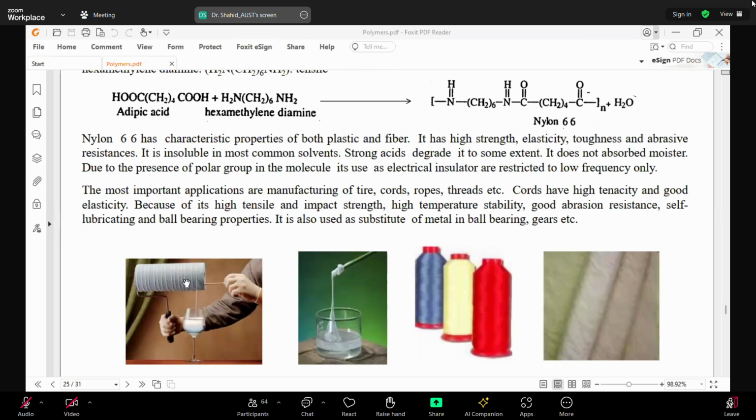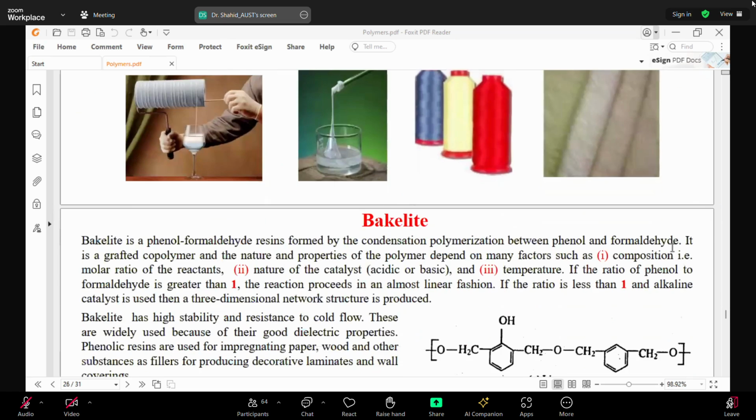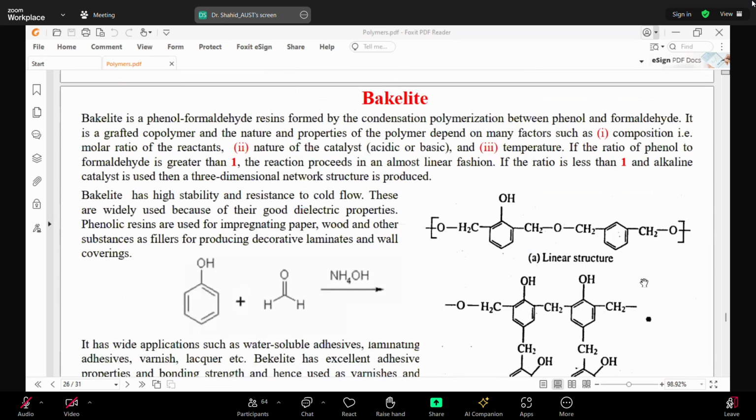These types of polymers, which have high strength and toughness, will be used for the preparation of these types of articles. Okay, and another example is bakelite plastic. This is also important. Bakelite plastic is used for the preparation of large articles.